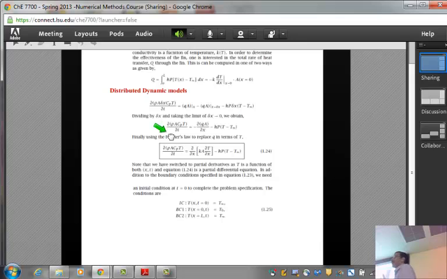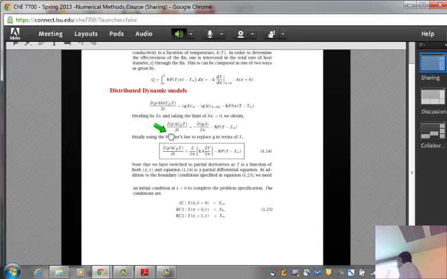That's a partial differential equation, and it needs one initial condition and two boundary conditions, so they are identified here. It's still a linear problem because T is the unknown that appears by itself. It doesn't have any nonlinearity in the term.